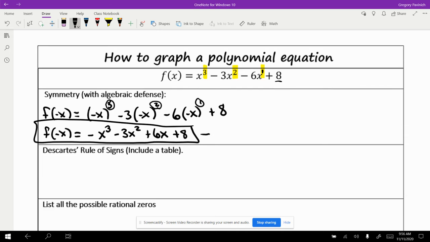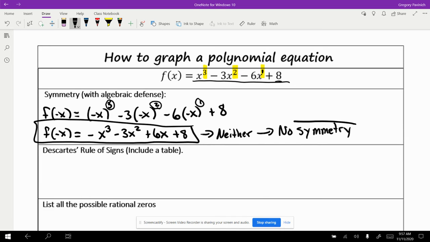So this result, notice, is obviously not the exact same function that I started with, which was x cubed minus 3x squared minus 6x plus 8. And it's not exactly the same equation because my cubic and my linear term changed signs. So this is what we call a neither. But more importantly, I'm asking for symmetry. So this thing is going to have no symmetry.